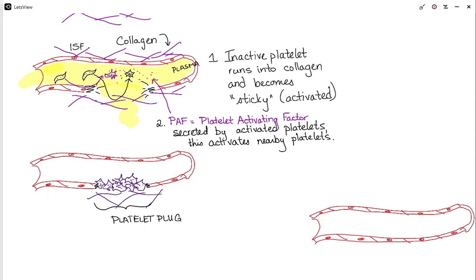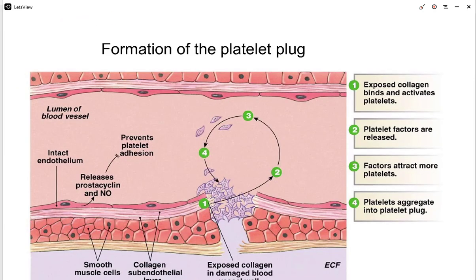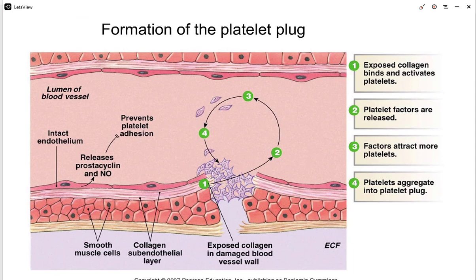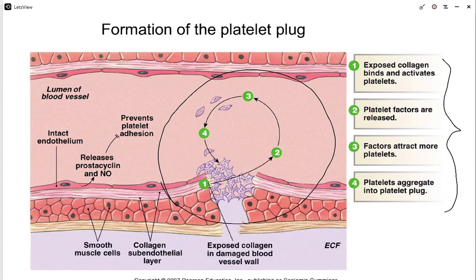Okay, so the first thing that happens in a break is the formation of a platelet plug. I'm going to show you an image of that. You can go ahead and take a look at this for a moment. And this is more or less what I described.